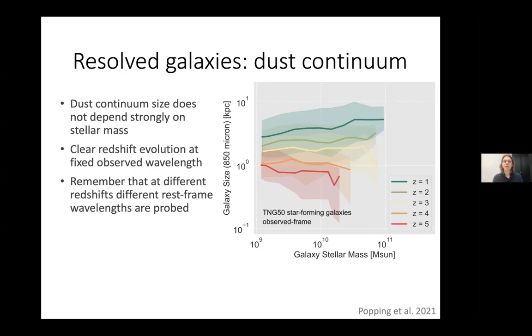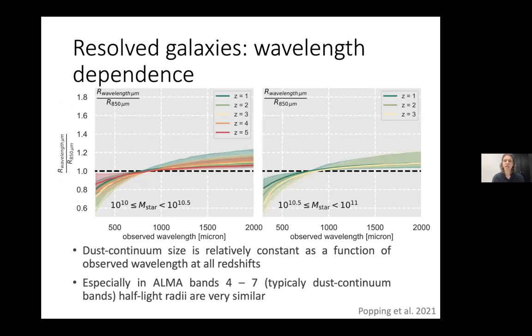So it's good to ask ourselves the question, is there in simulations actually a trend as a function of wavelength? The answer is actually no, there hardly is. So what's shown here is on the x-axis, the wavelength that you're observing at, and on the y-axis, the size of a galaxy at that particular wavelength divided by the size at 850 micron. Left-hand and right-hand side are two different bins of stellar mass.